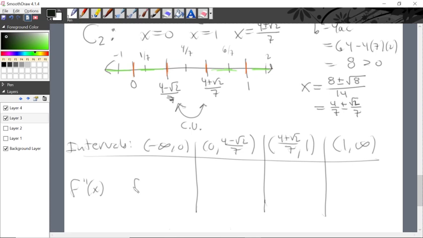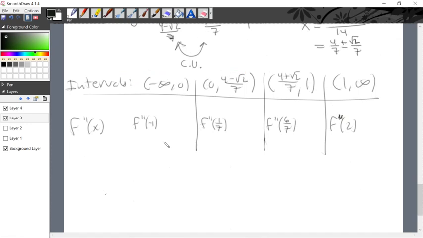Okay, so for instance, we're going to find out what f double prime of -1 looks like. Positive or negative. We just need to know positive or negative on the interval, right? f double prime of 1/7, f double prime of 6/7, and then f double prime of 2. Okay, so how can we organize our testing?